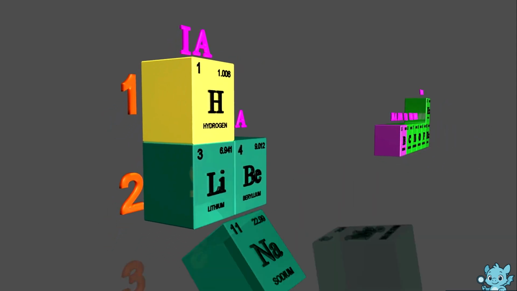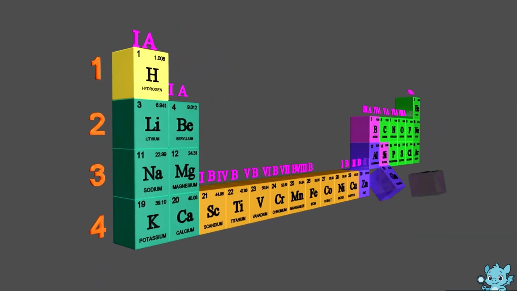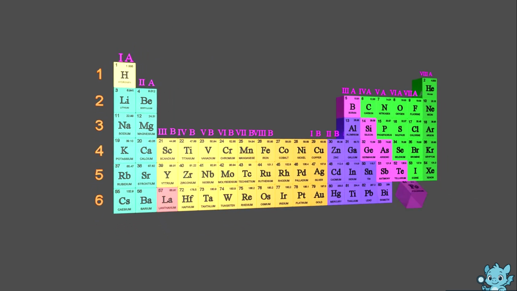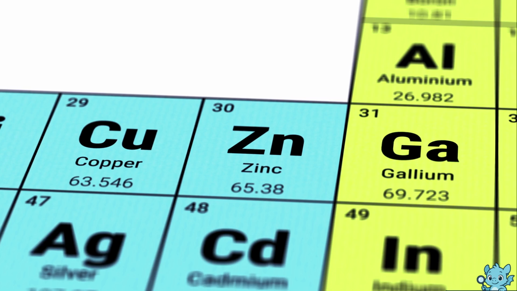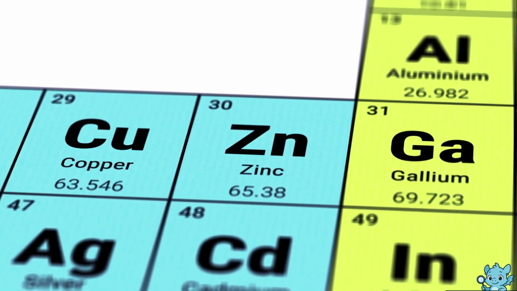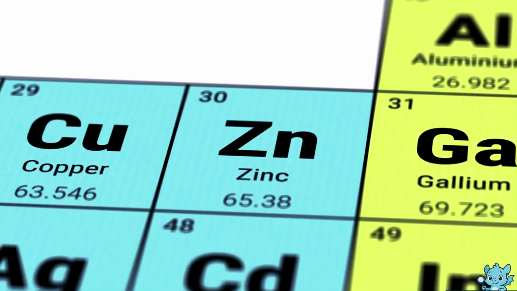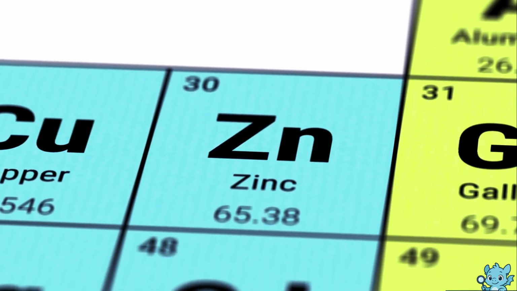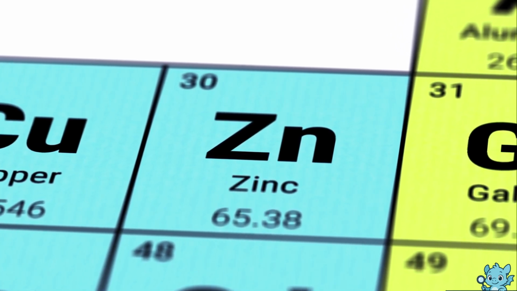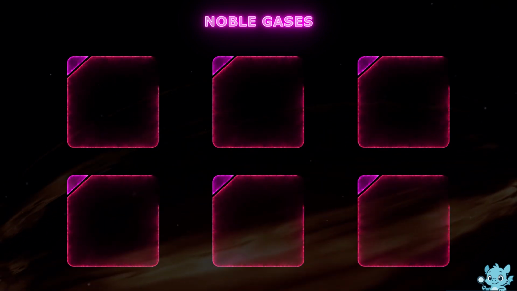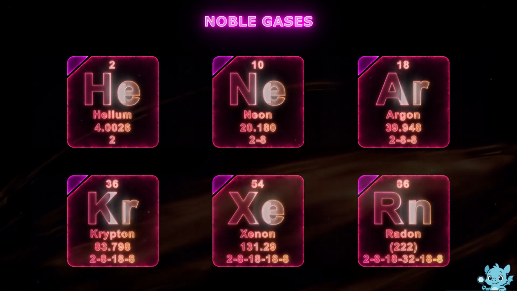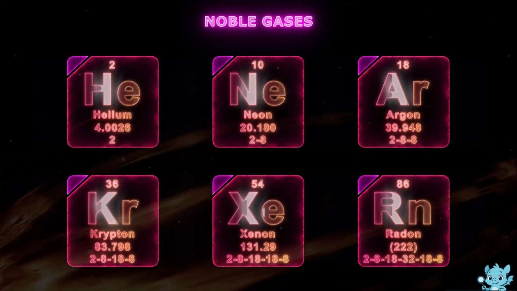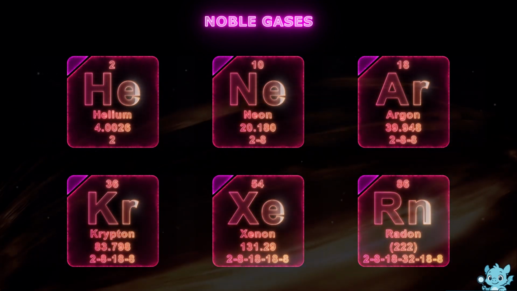Rows on the table are called periods, and they show how electrons fill shells around an atom's nucleus in a regular sequence. Columns are called groups, and elements inside them have the same number of outer electrons, which explains why they react in similar ways. For example, the noble gases in the far right column barely react with anything, while the alkali metals on the far left are extremely reactive.